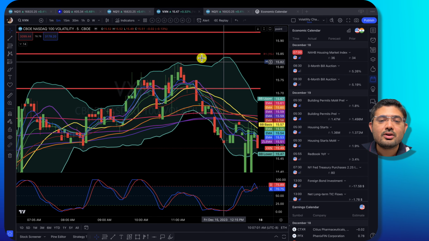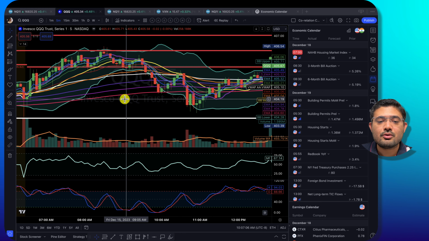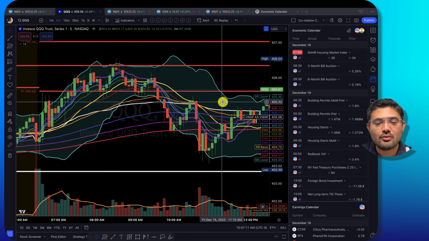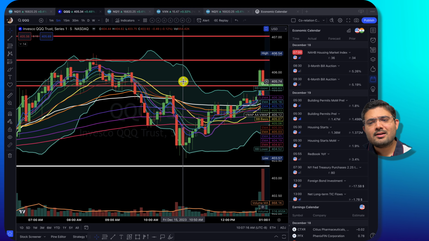So coming on to this normal TradingView indicator, the QQQs were also pretty much in sync in the entire session. So no worries about that. There were no divergences. So that's my take on the intraday time frame.